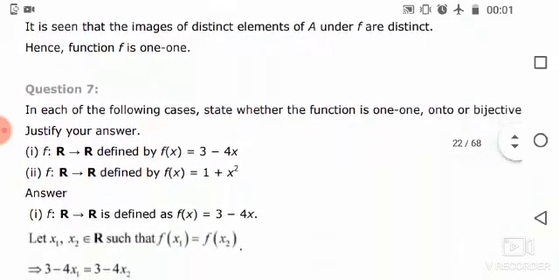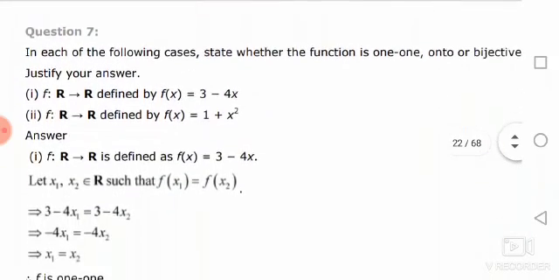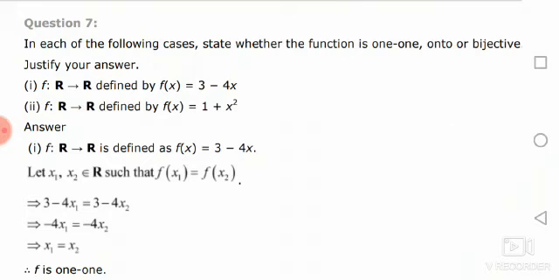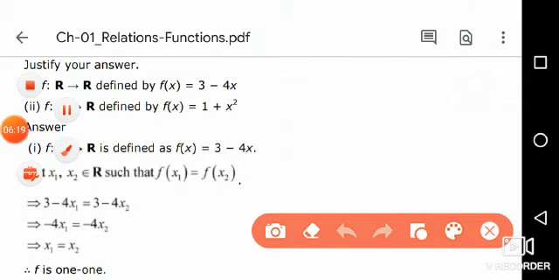Moving to the next problem. Question number 7. In each of the following cases, state whether the function is 1 1, onto, or bijective, and we have to justify our answer. We have been given question number 1.